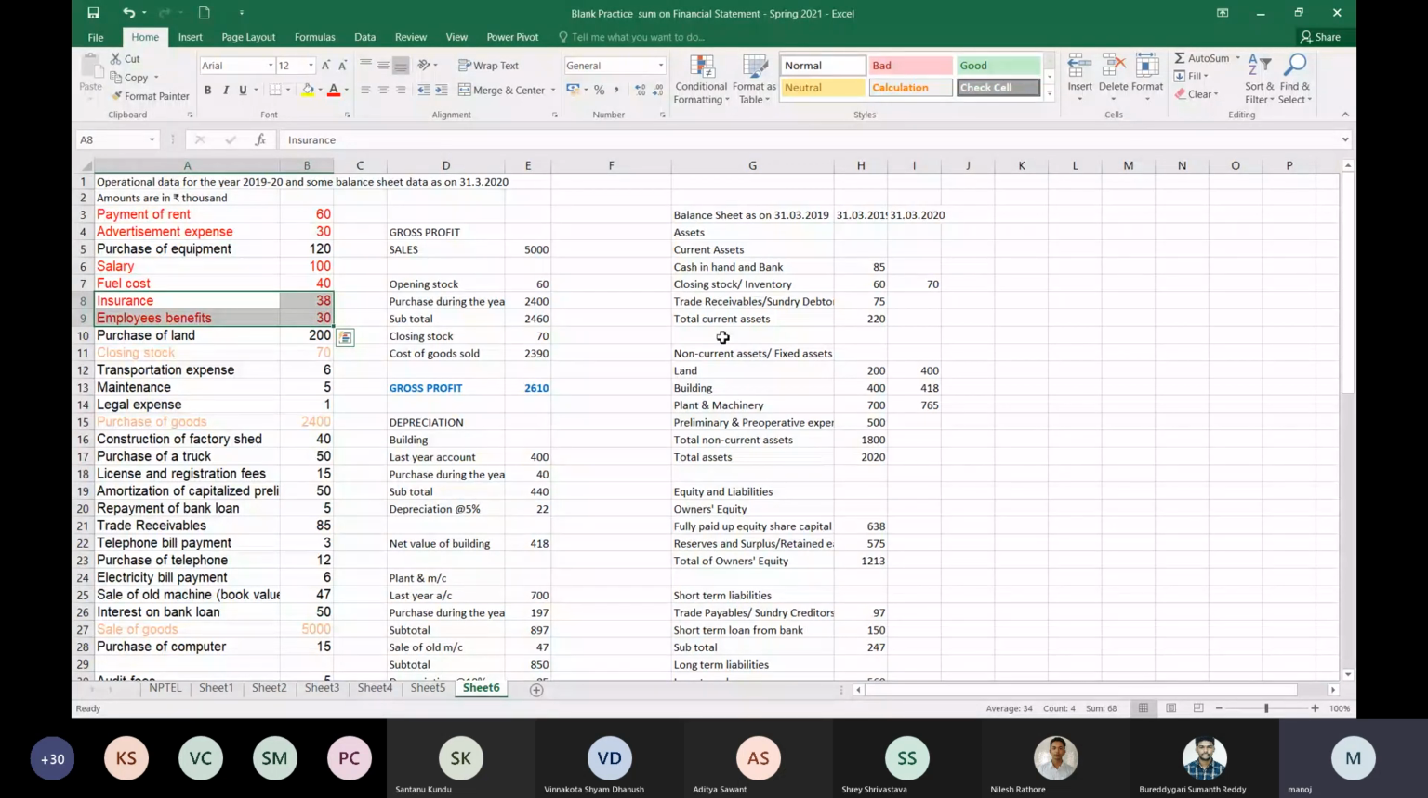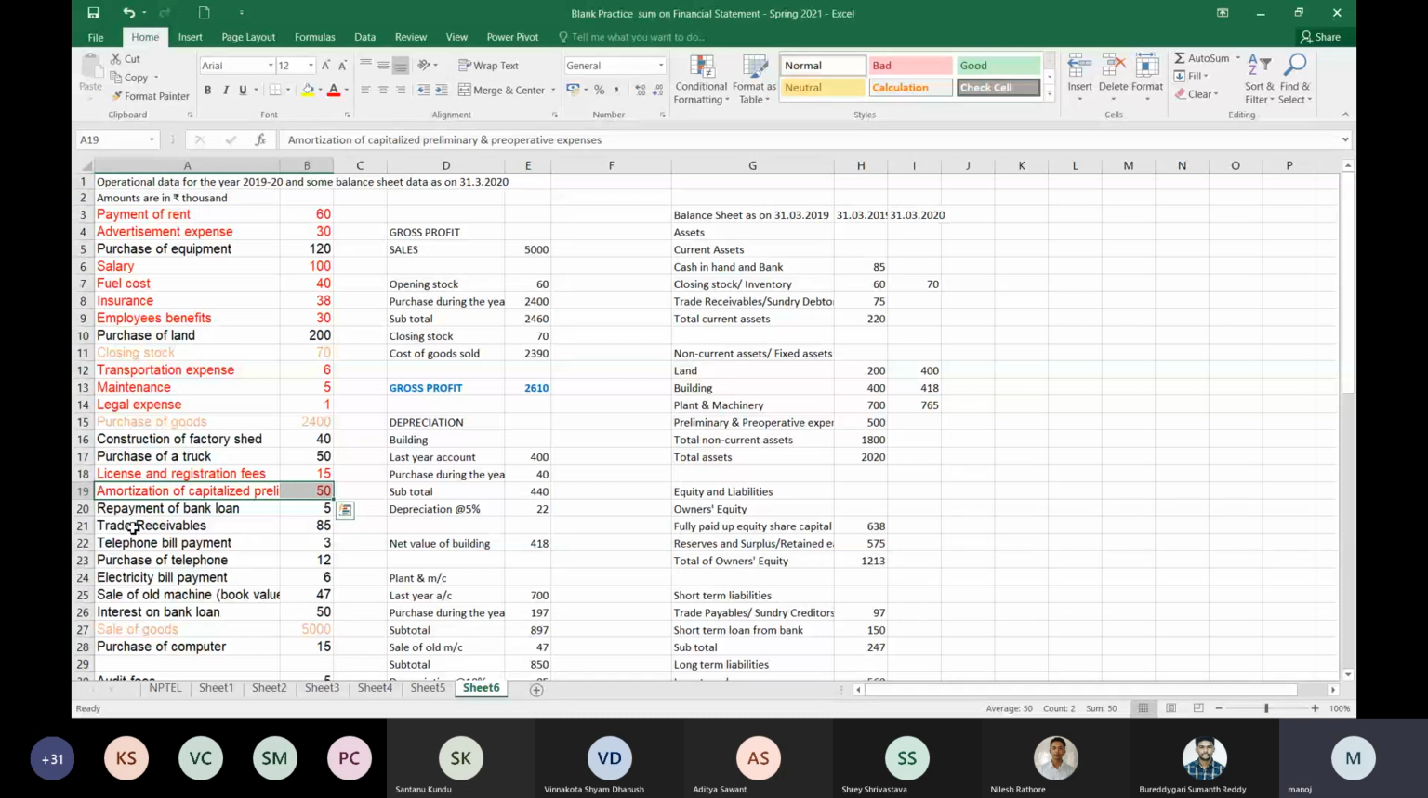Purchase of land is not, and it has already gone into balance sheet. Transportation, maintenance, legal, all are operating expenses. Construction of factory shed is not, that has been considered while putting depreciation, and we have already put that in balance sheet, so we don't have to worry about it. Then purchase of truck is fixed asset. We have taken that while calculating depreciation, and it has already gone there in the balance sheet. So that part is done. License and registration fee is part of operating expense. Amortization of capital preliminary pre-operative expenses is, as I said, part of operating expenses.